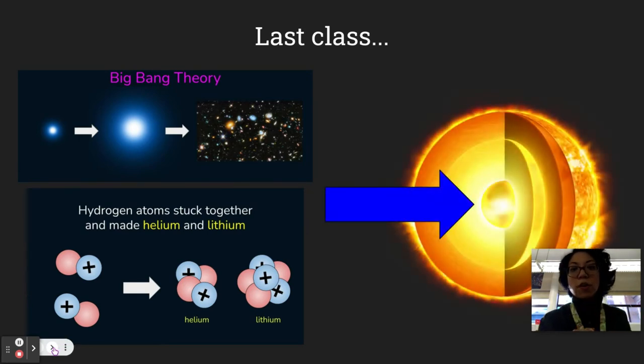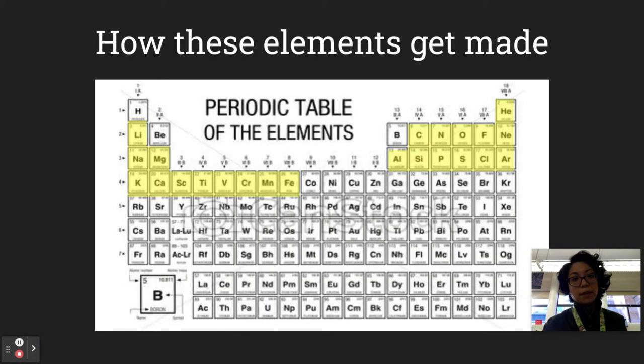But also we've talked about that these elements can get made inside the core of stars. So mainly we've talked about just helium getting made. So hydrogen atoms combining together to make a different kind of atom, a helium atom. So that happens inside of stars like our sun. And today we're going to talk about how some of the other elements get made.